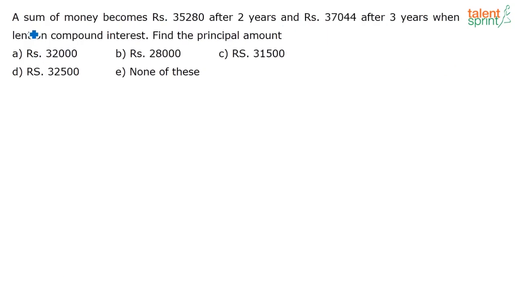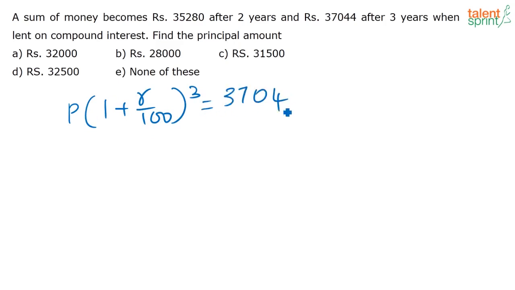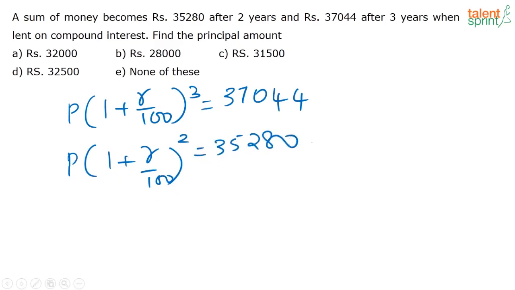So, the next question is there on your screen. A sum of money becomes rupees 35,280 after 2 years and rupees 37,044 after 3 years when lent on compound interest. Find the principal amount. So, how do you solve this question? See what is given, a sum of money in 3 years, lent on compound interest. So, P into (1 plus R by 100) whole to the power 3 is the amount I get after 3 years, that is equal to 37044. Now, the amount after 2 years, same principal, same rate of interest, is equal to 35280. You have to find the principal amount.